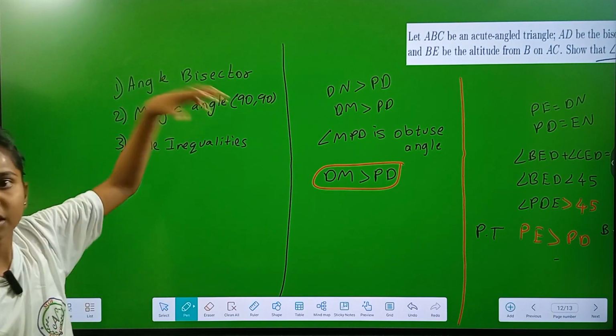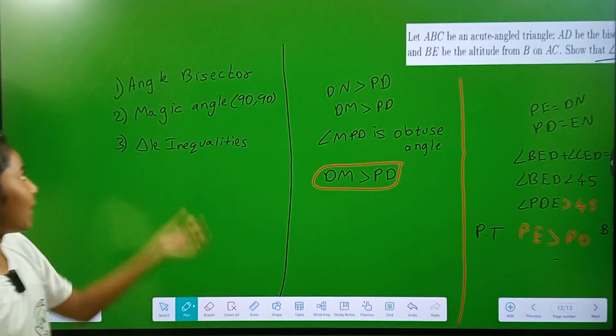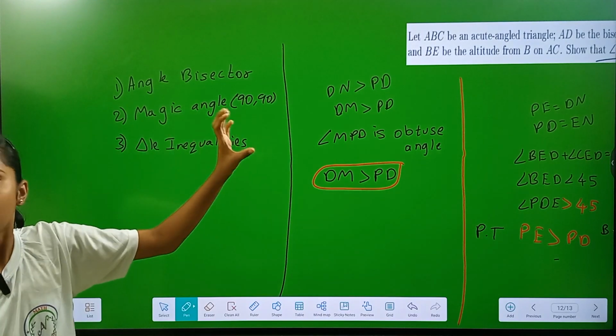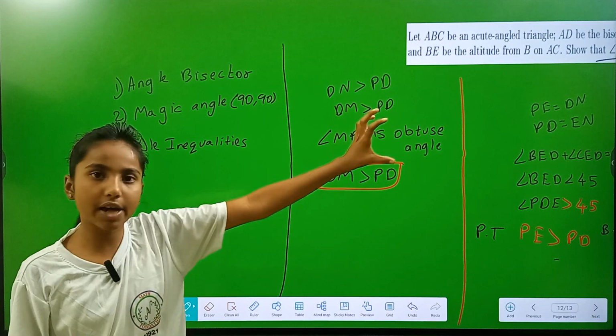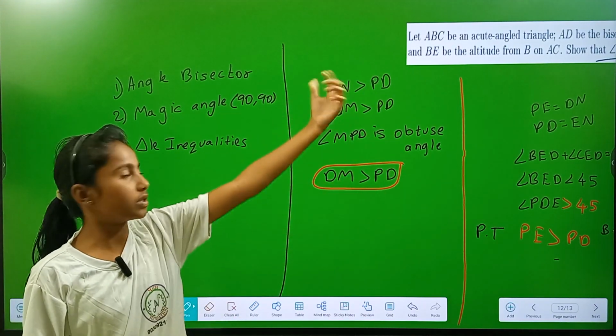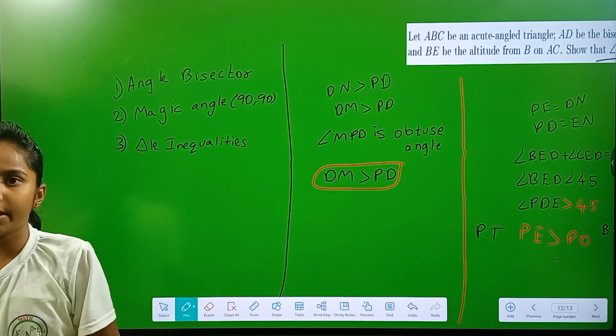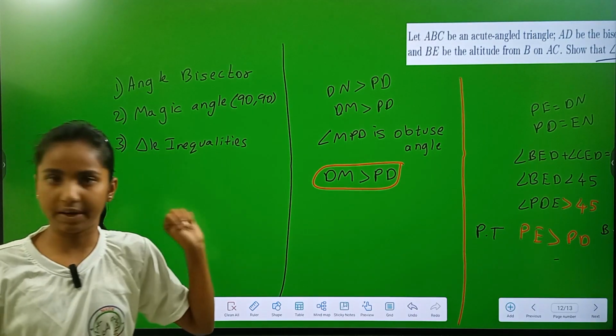At first, by angle bisector, we proved that DM equal to DN, and by that we have used magic angles and proved that it is a parallelogram. And from that, we got these inequalities, and by the triangle inequalities, we proved that DM is greater than PD, and we have proved that angle CED is greater than 45 degrees.